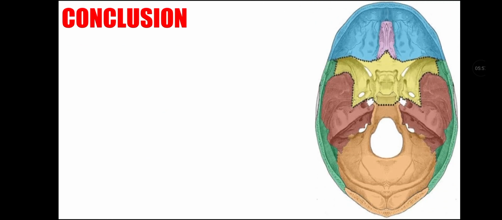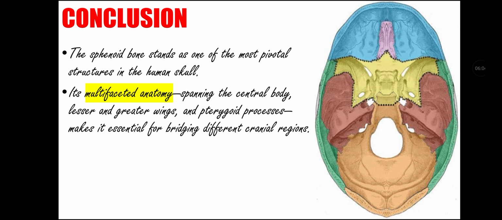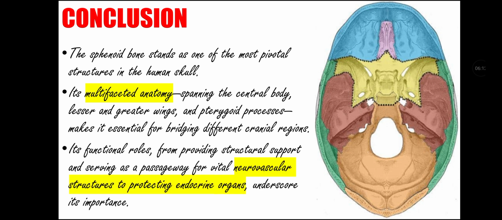Now let's talk about conclusion of this lecture video. Sphenoid bone stands as one of the most powerful structures in human skull. Its multifaceted anatomy spanning the central body, lesser and greater wings, and pterygoid processes make it essential for bridging different cranial regions. Its functional role from providing structural support and serving as a passage for vital neurovascular structures to protecting endocrine organs underscores its importance.